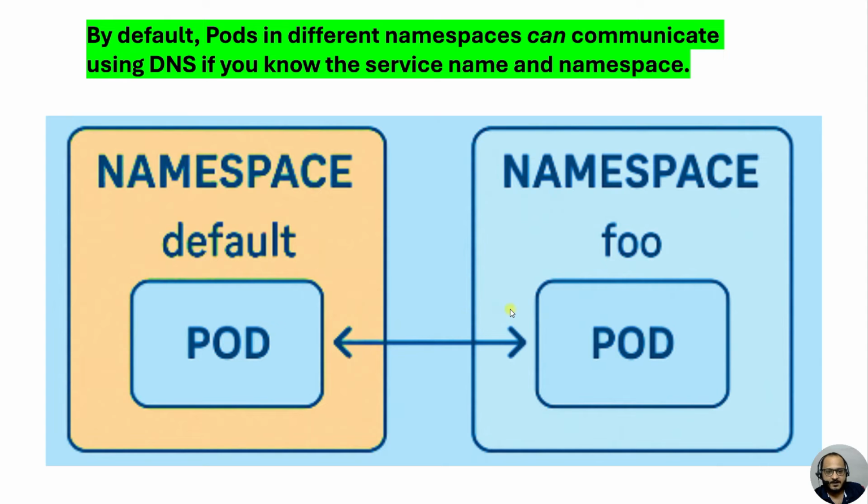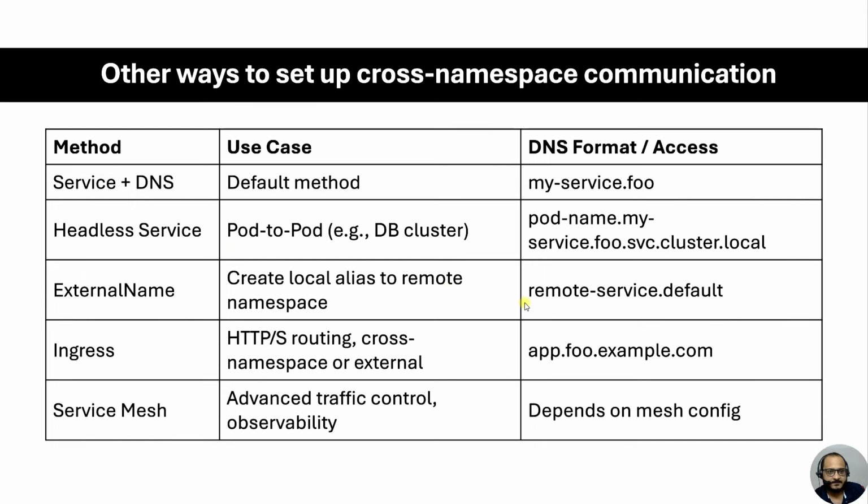By default, pods in different namespaces can communicate with each other using a DNS name, or I would say a fully qualified domain name. If you know the service name and namespace, you can set up a communication. And there are other ways as well which we can use. So let's understand. The very first is using a service plus DNS, which is the default method.